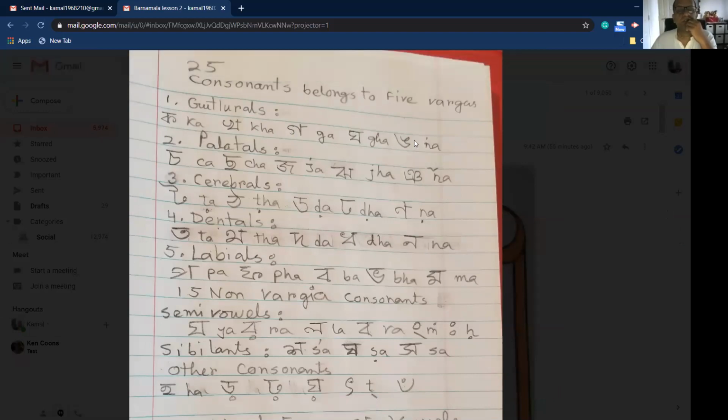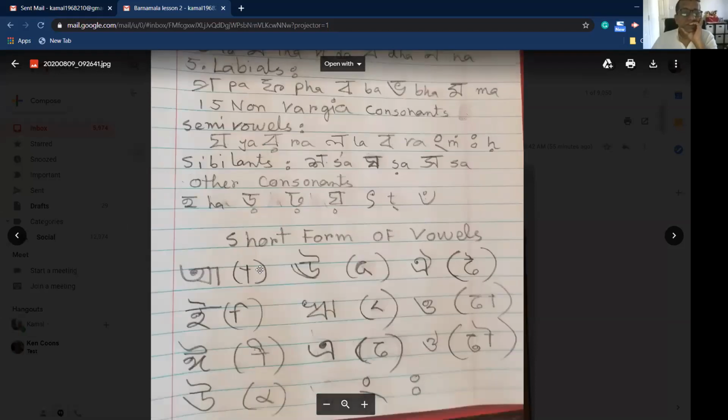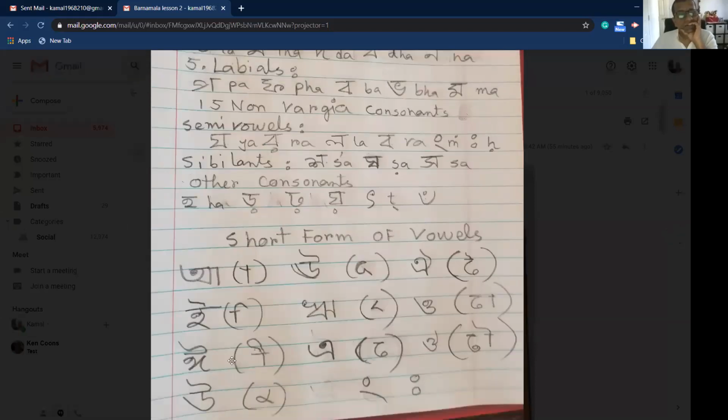In any word, the vowel is already there. Ka already has an a, you see the vowel here, right? Makes sense? Ka already has A in it. So that's why it doesn't have any short form, like akar.